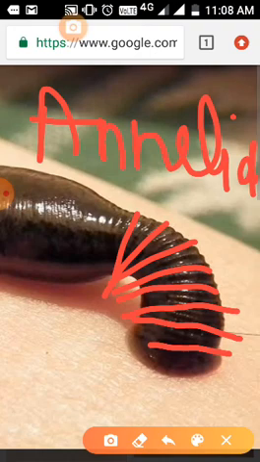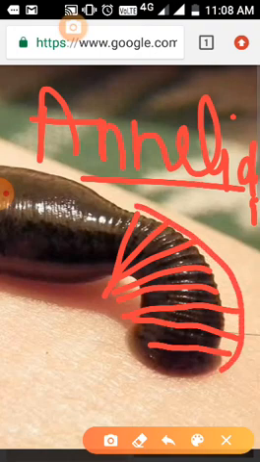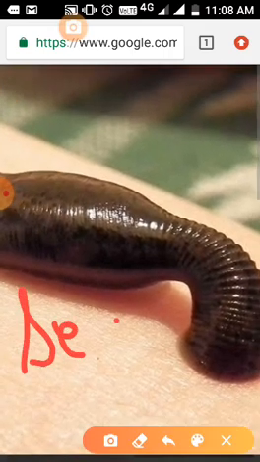So what kind of body do they have? Why do we use the word Annelida? Annelida means rings. The body is made of segments. So there are 1, 2, 3. The body is made up of segments, or we can say segmented worms.